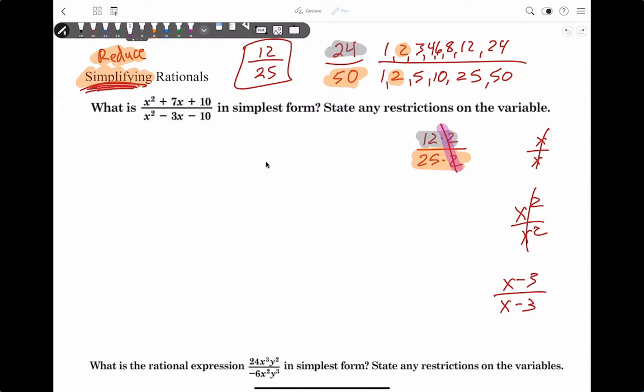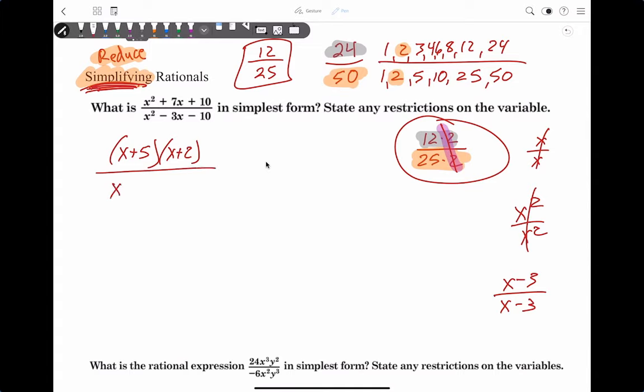All right, so now that we have the basis and the understanding of what's really going on with multiplication and division, these are just an extension of what we've done before, okay? So let's go ahead and begin. The first thing is, just like here, we factored, we're going to factor the top and the bottom. So the top will factor to x plus 5 and x plus 2, and then the bottom will factor to, let's see, x minus 5 and x plus 2.